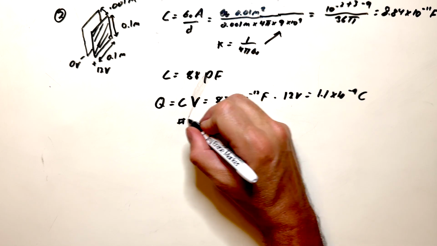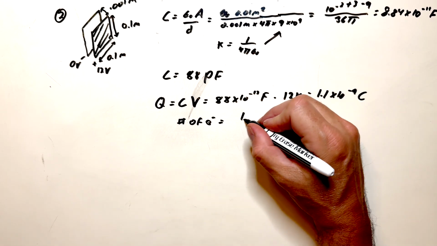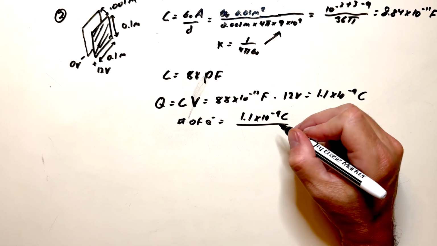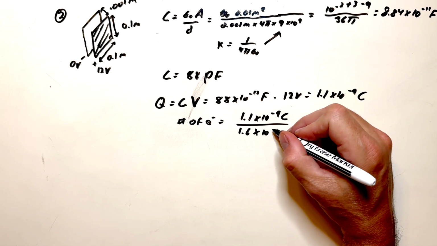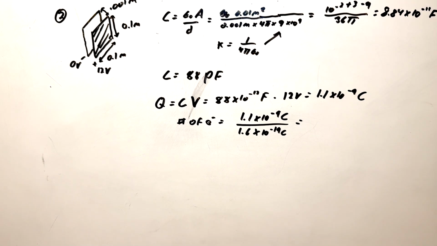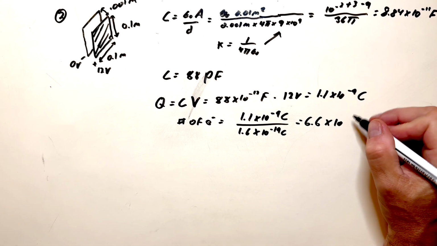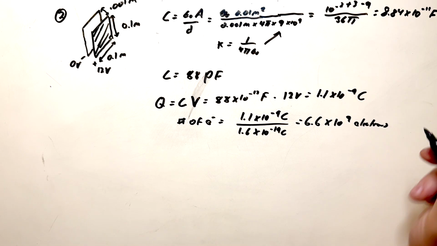Now the number of electrons is just going to be equal to this charge, 1.1 times 10 to the minus 9 coulombs, divided by the amount of charge of a single electron, which is 1.6 times 10 to the minus 19 coulombs, and that is equal to 6.6 times 10 to the 9 electrons. So about 6, or rounded up to 7 billion electrons. A lot of electrons, but not really.